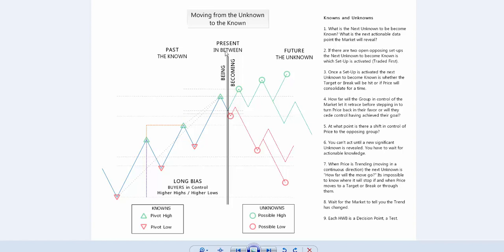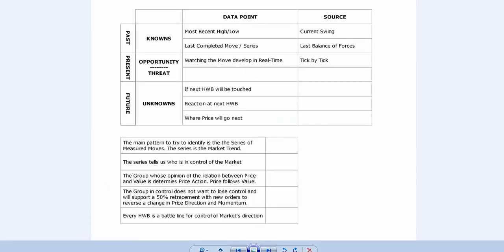And again, it's very important that we understand the difference between what we know and where we don't, and what we can anticipate the next opportunity being. This is another way to look at this in kind of another chart, or a table. We have the past. We have the knowns. We know the most recent highs or lows. We know the current swing that's in play. We know the last completed move or part of the series. We know what the results were of the last balance of force.